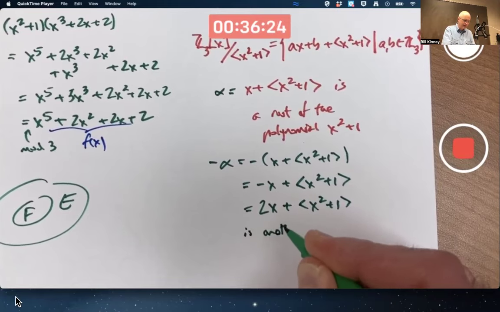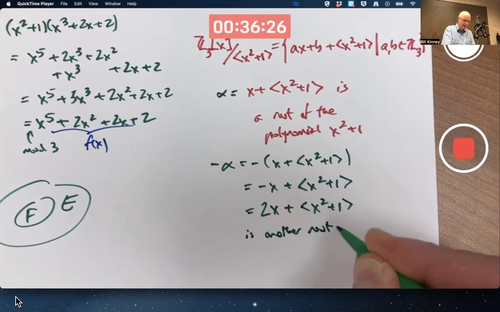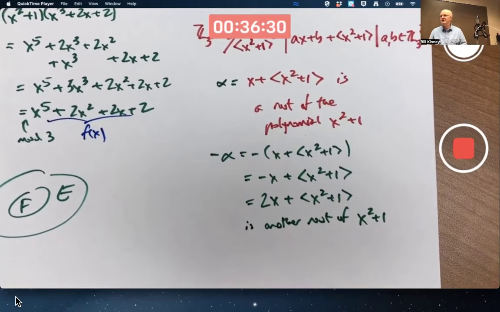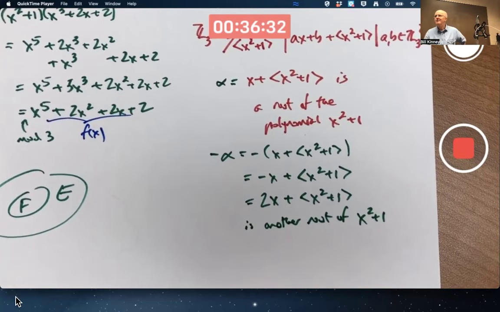Another root of x squared plus 1. I'm using the word root. The book usually uses the word 0, but they're basically synonymous. Roots and zeros of polynomials, those words mean the same thing.